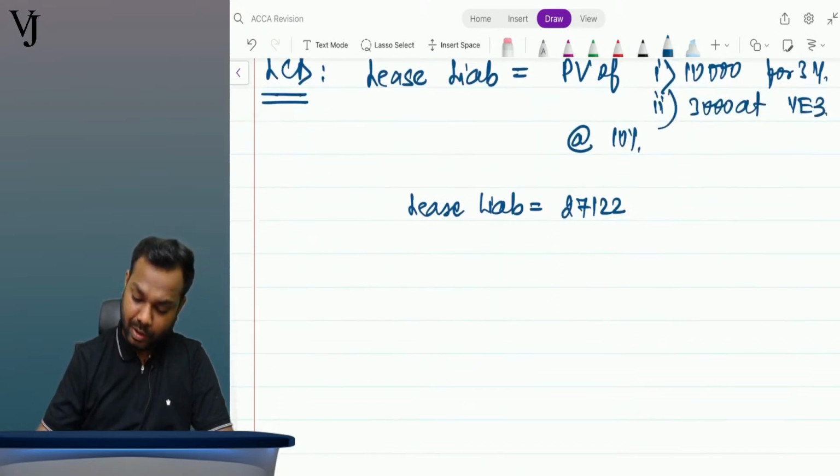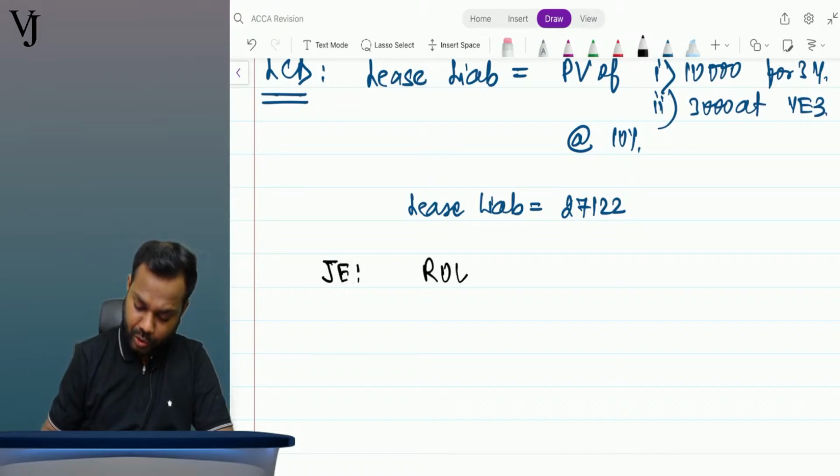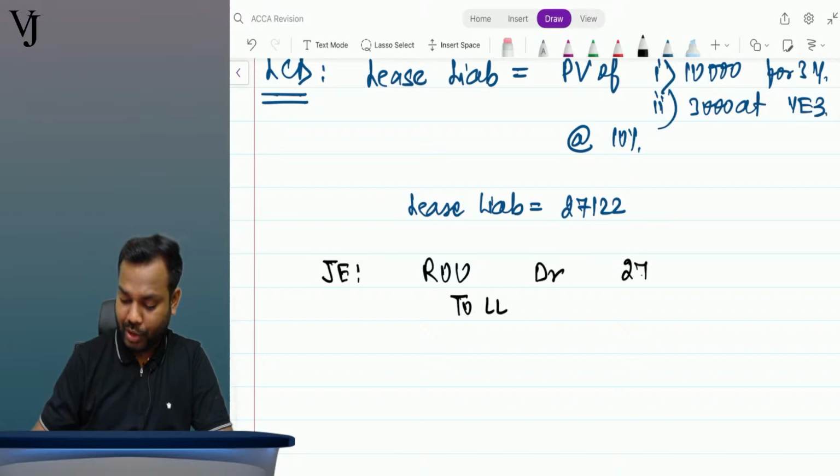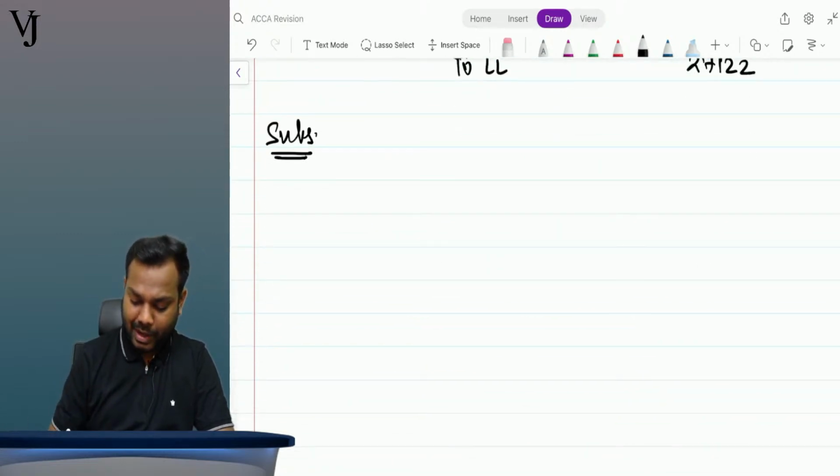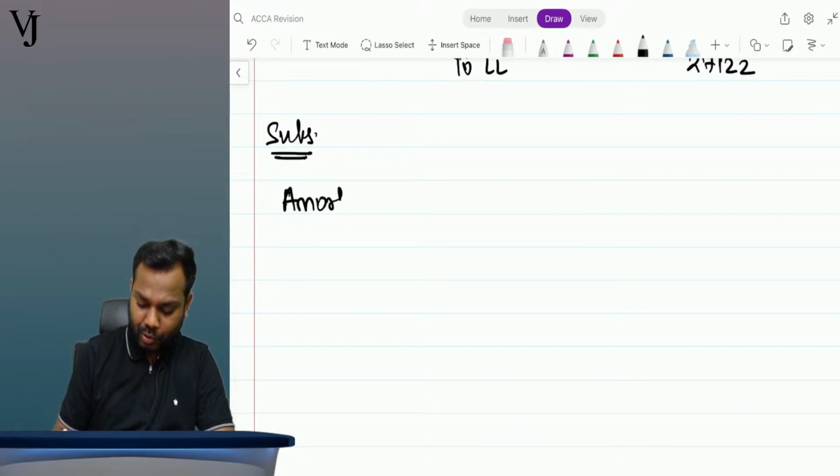Okay, so the journal entry will be: ROU account debit to lease liability, 27122. Right. Now, subsequently, how will I amortize the lease liability? So I will prepare an amortization schedule for that.